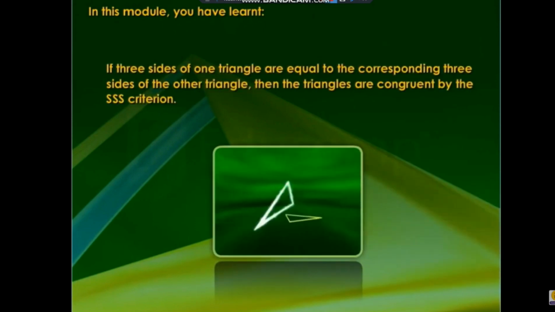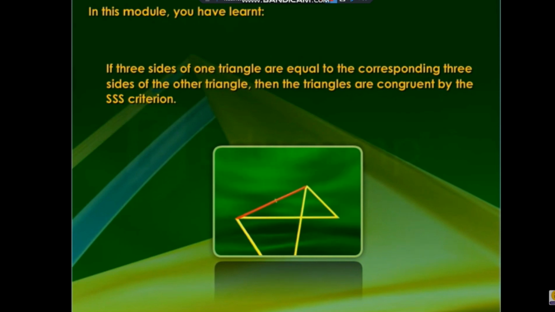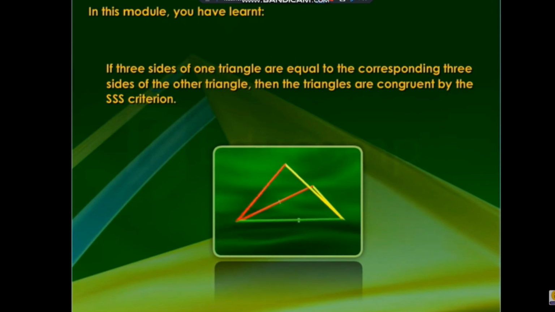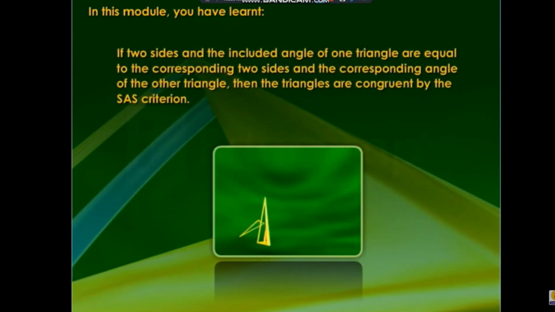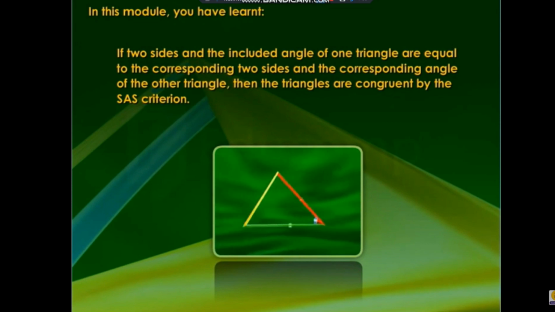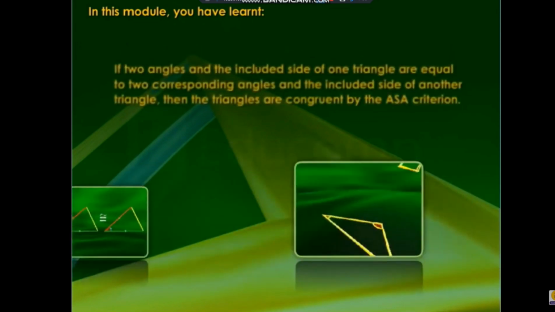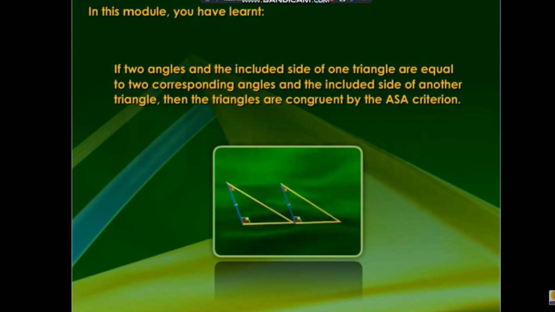In this module you have learned, if 3 sides of one triangle are equal to the corresponding 3 sides of the other triangle, then the triangles are congruent by SSS criterion. If 2 sides and the included angle of one triangle are equal to the corresponding 2 sides and the corresponding angle of the other triangle, then the triangles are congruent by SAS criterion. If 2 angles and the included side of one triangle are equal to 2 corresponding angles and the included side of another triangle, then the triangles are congruent by ASA criterion.